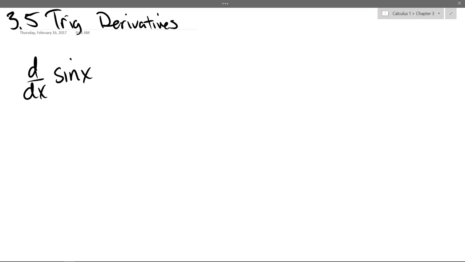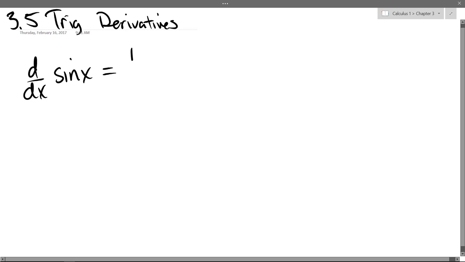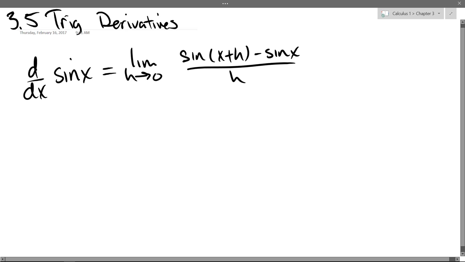Limit as h approaches 0 of the difference quotient. Yes, it was two quizzes ago. One quiz ago. Limit as h approaches 0 of sine of x plus h minus sine x, over h. All right, so we got the evil h in the denominator that we have to get rid of.